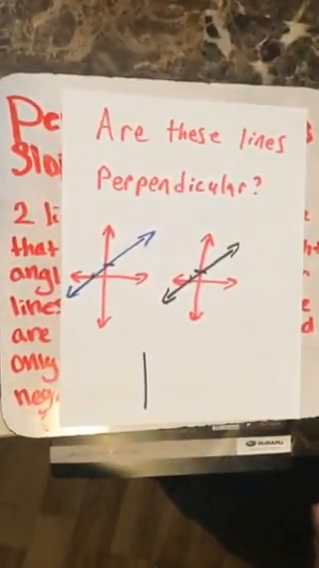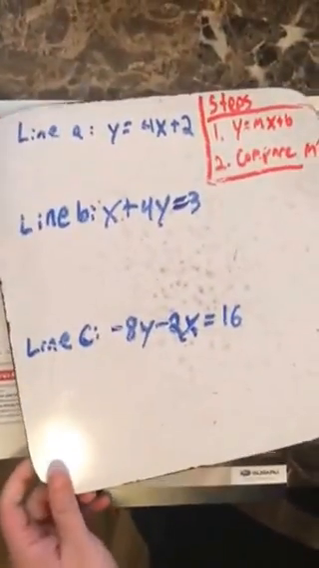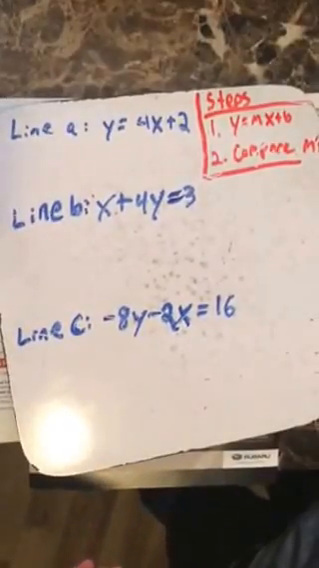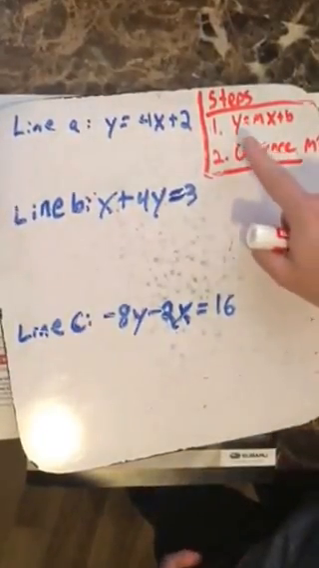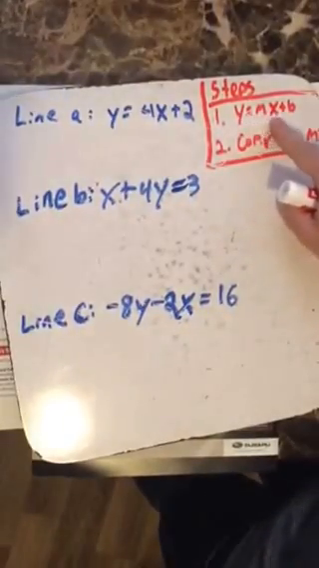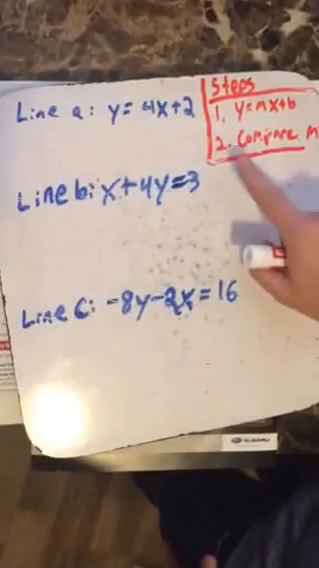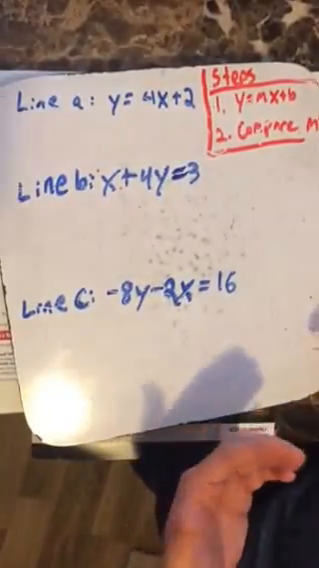Okay. So let's look at some examples of these perpendicular lines really quick. So I have three here. In order to find a perpendicular line, there's really only two steps you need to take. The first step is to put it into slope-intercept form, y equals mx plus b. The second step is just to compare the m's. Look and see if the m's are negative reciprocals or not.